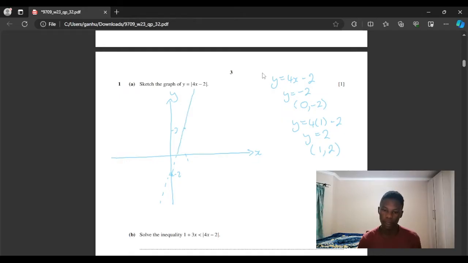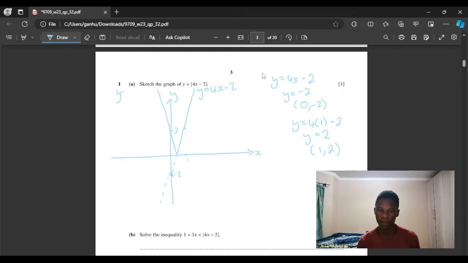Like this and like this. So this part, this arm will be y equals 4x minus 2, and the other arm is y equals negative 4x minus 2. And that would be our final answer for this question. Now let's do part B.